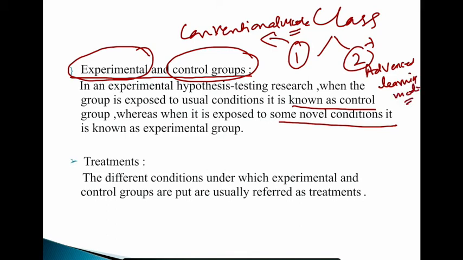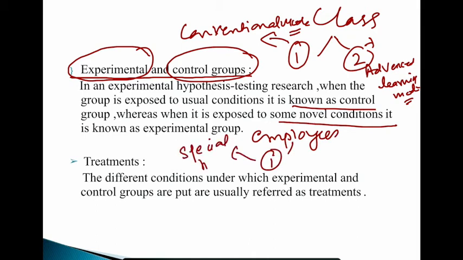Right now, we could also take an example of COVID-19, but here we are not taking up this example. Or maybe you can take an example of an employees group. So if you have two groups of employees, maybe to one group you give special training, and the other group is kept under general conditions, with no specific training as such.